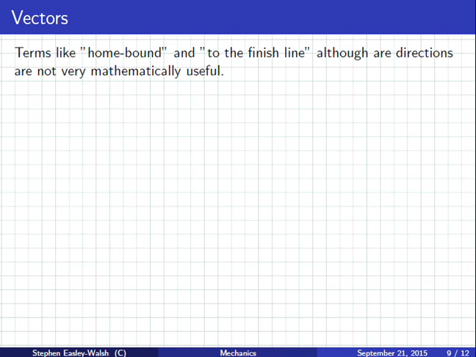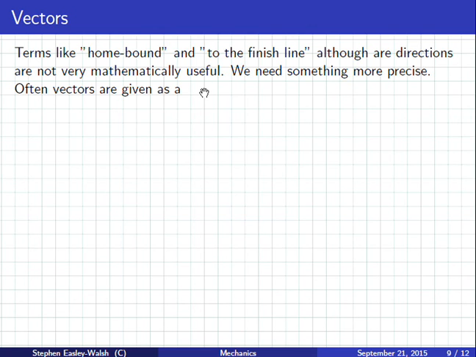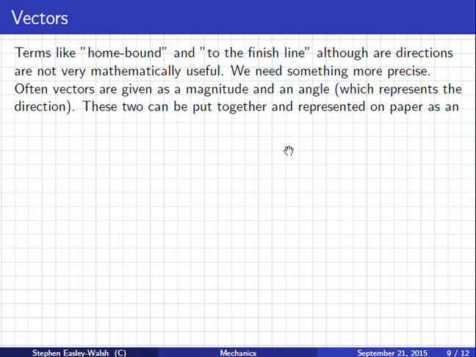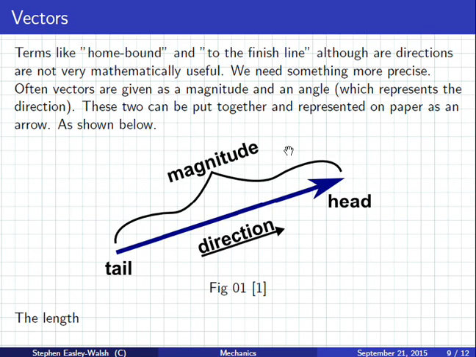So terms like homebound and finish line, they're directions, but they're not so useful because they're not precise. So we need something more precise. We need to be clearer. Often vectors are given as a magnitude and an angle, which we draw. This is what a vector looks like. This is a vector. Here, this is the magnitude, and this is the direction.